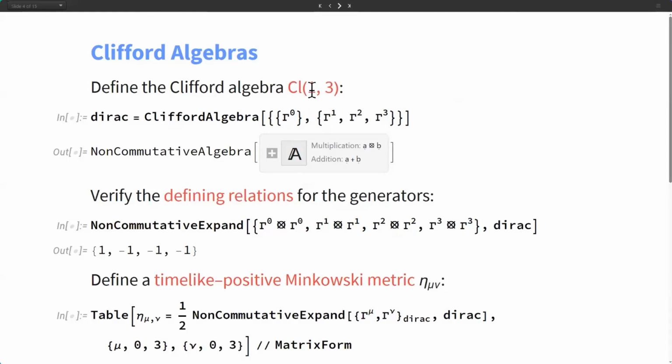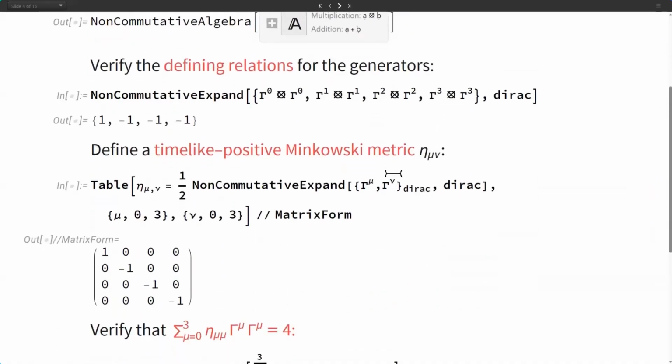So (1, 3) means 1 plus sign, 3 minus sign. And if you are a physicist, you'll immediately recognize this as something to do with Minkowski space. And of course, that's true. In fact, what you can do now is to use these gammas to define a time-like positive Minkowski matrix. Time-like means that you've got a +1 over here for the time, and then the negative signs over there.